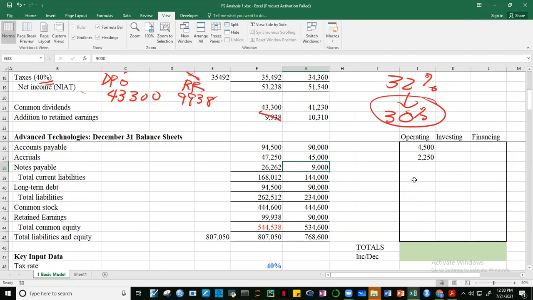Operating, investing, financing. Guys, it's almost time. May I have 2 minutes extension guys? Tapusin lang natin to. Mabilis lang to. Okay lang ba? Okay, salamat ha. Thank you, thank you. Thank you for your patience guys.